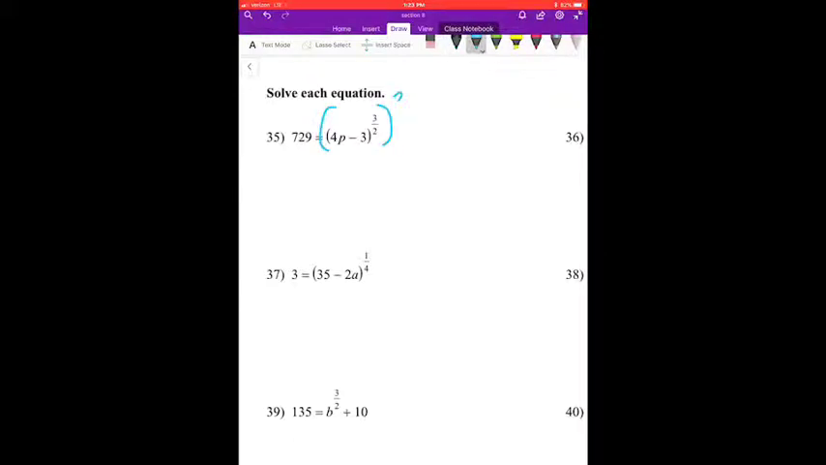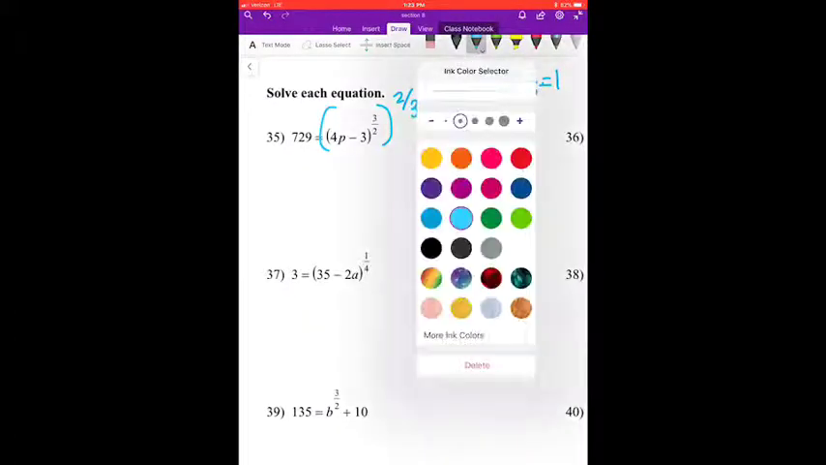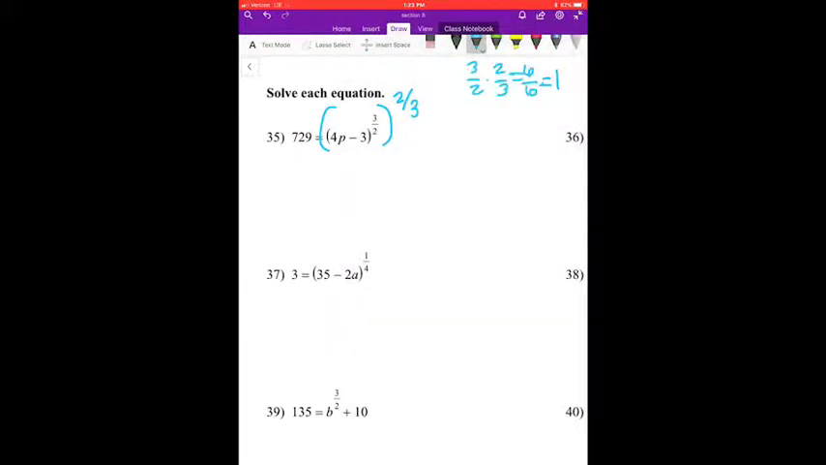Because we know when we multiply by the reciprocal, 3/2 times 2/3 equals 6/6, which reduces to 1. And if we have an exponent of 1, then we don't need to write that and we don't need the parentheses anymore. But if we raise the one side to the 2/3, we have to raise the other side to the 2/3 as well, correct?